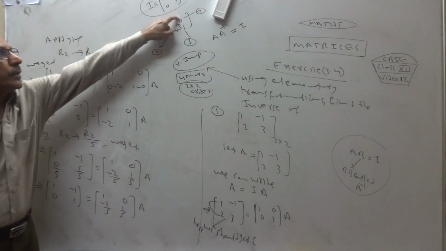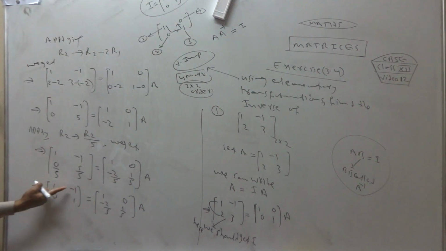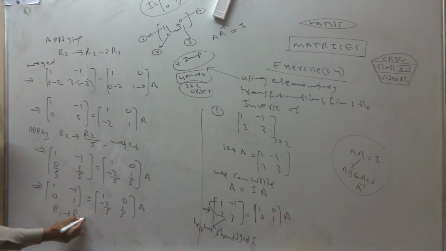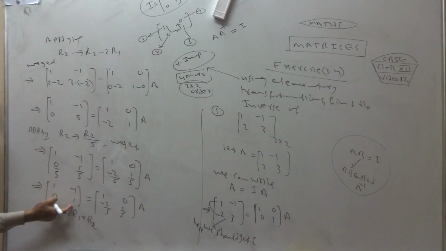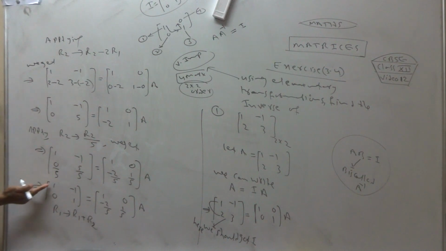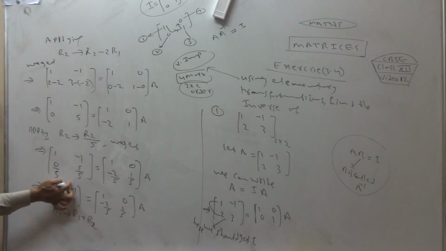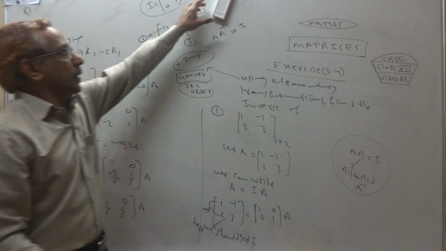Now I have to get 0 here. Last step. So think, how can you get 0 here? This is R1. R1 plus R2, because minus 1 plus 1 I get 0 here. Which row do you want to change? Row 1. So you write row 1 first. Now row 1 plus row 2, because minus 1 plus 1 I get 0 here. So the complete row 1 will change. 1 plus 0. Last step here.